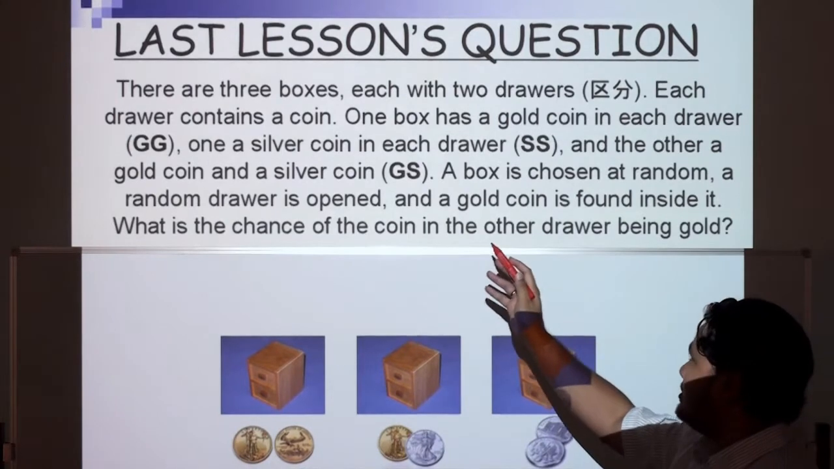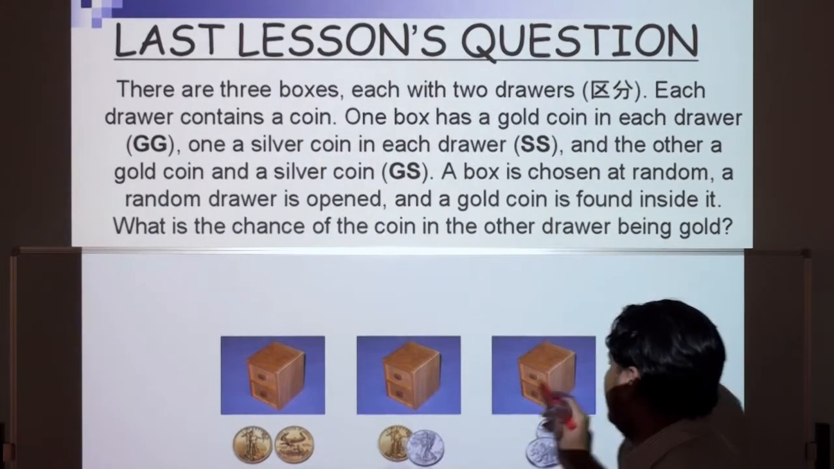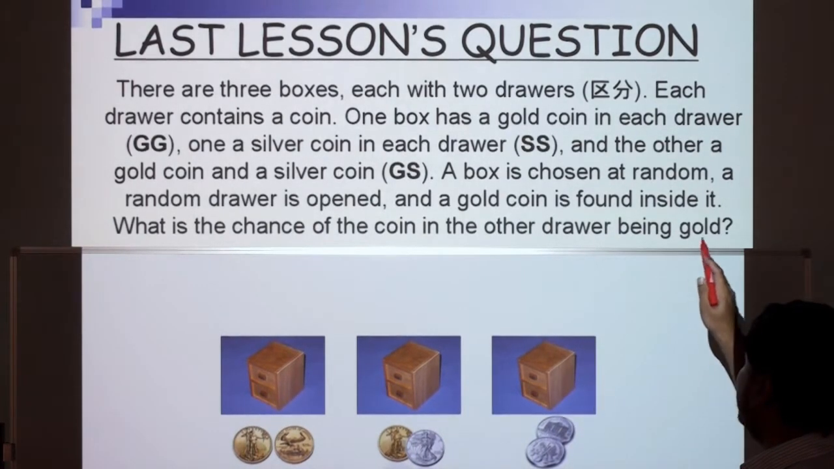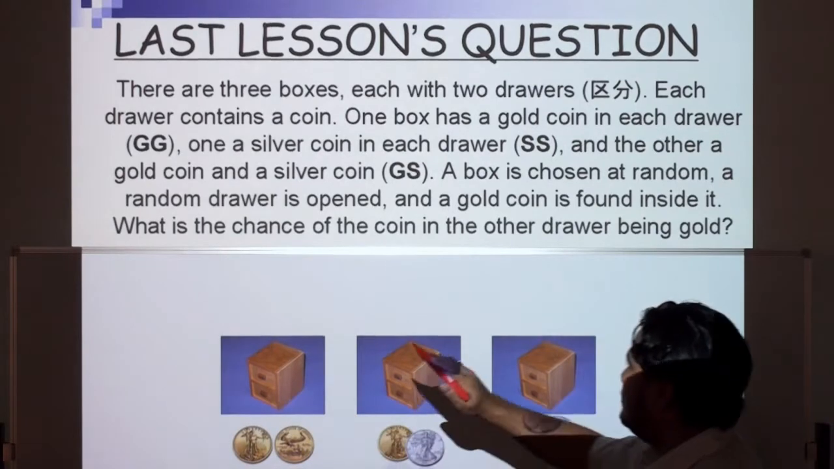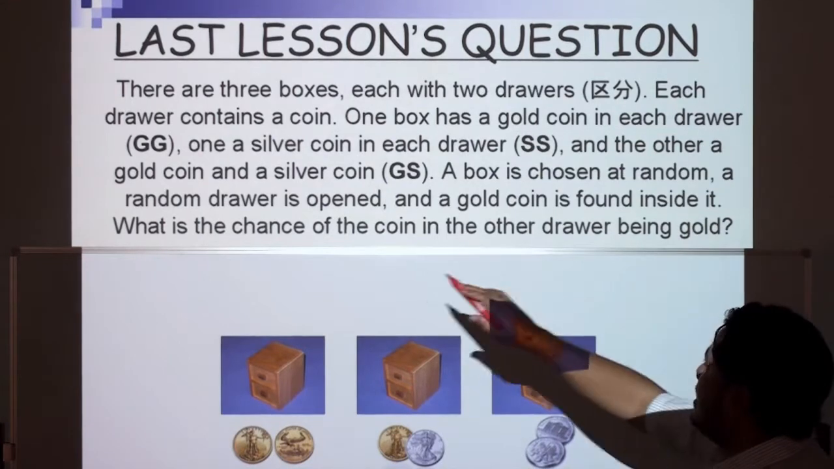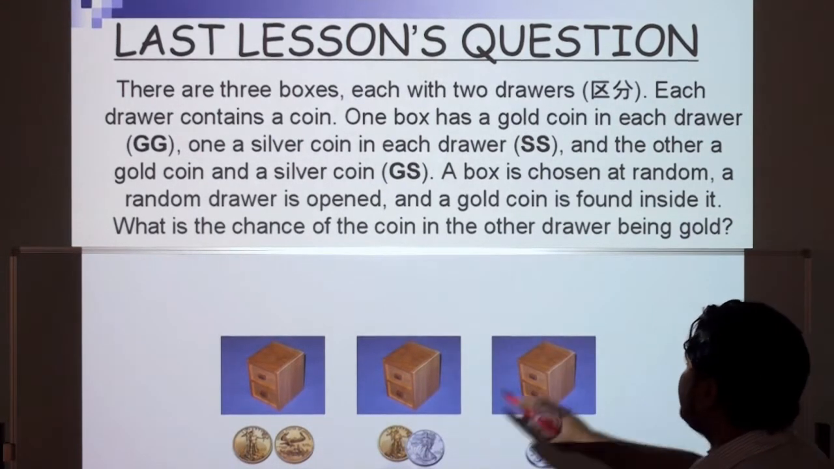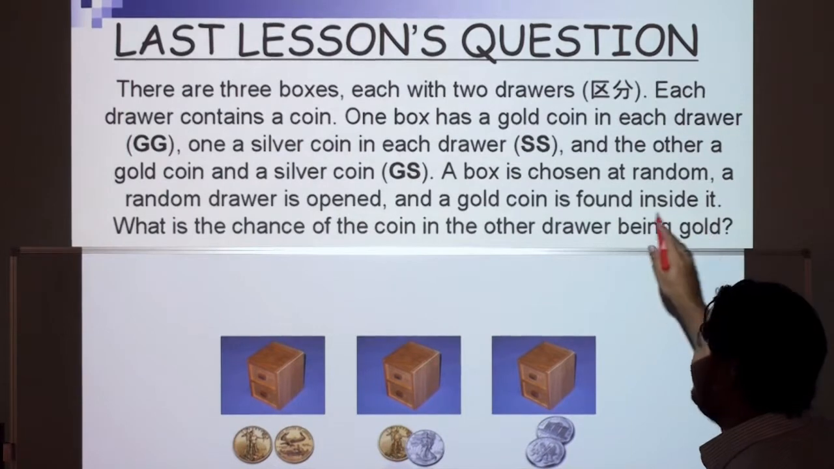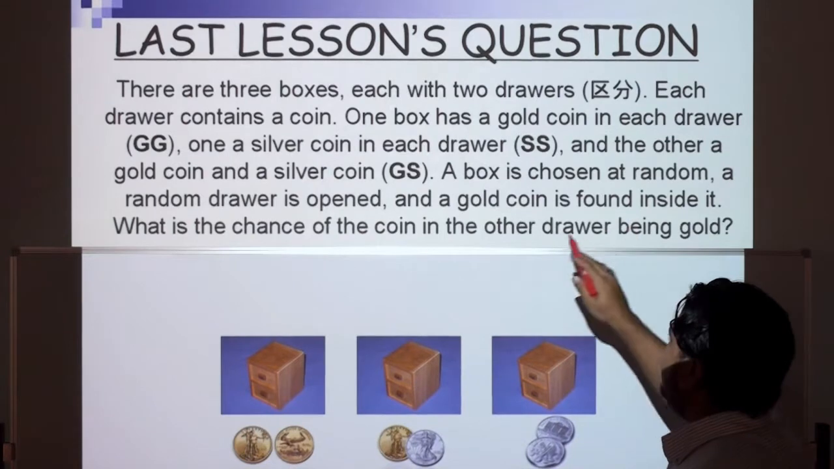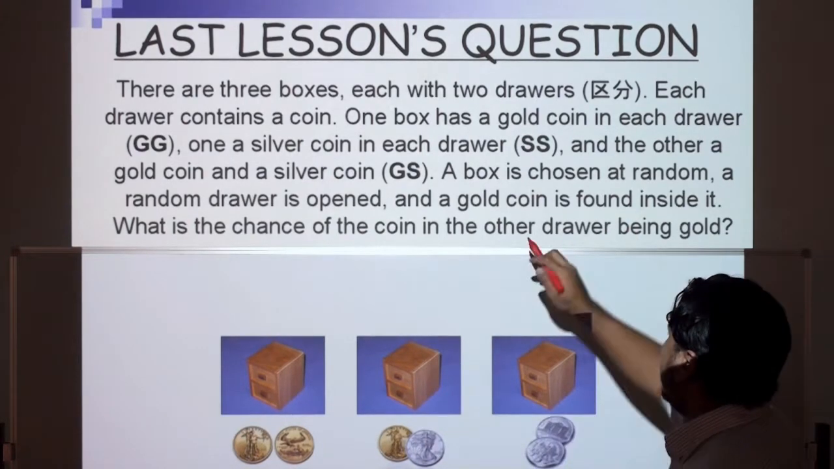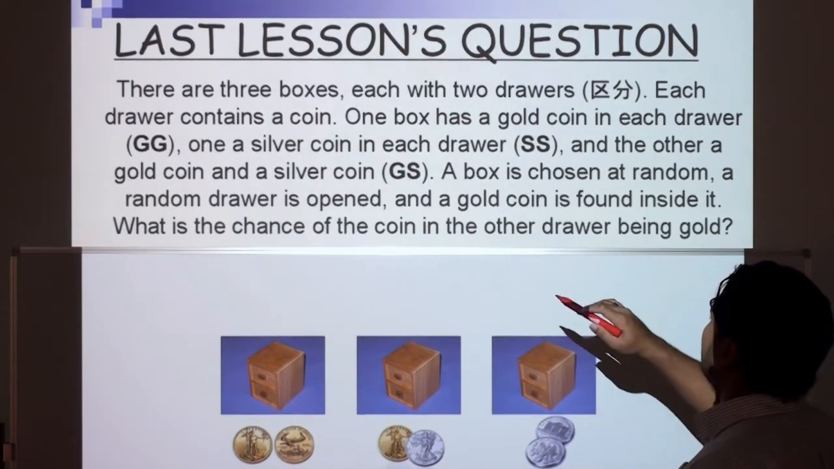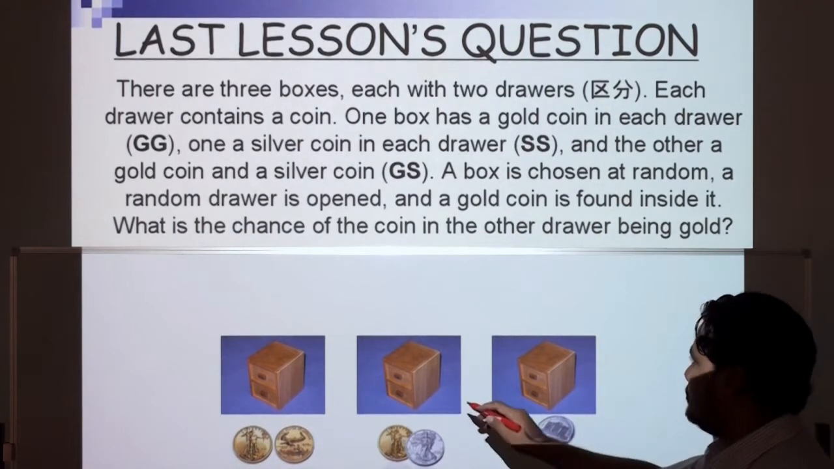Now, there are 3 boxes, each with 2 drawers, 1, 2, 1, 2, 1, 2. Each drawer contains a coin. One box has a gold coin in each drawer, a gold and a gold. One has a silver coin in each drawer, 2 silver coins, and the other has a gold coin and a silver coin. A box is chosen at random, so you take any box. A random drawer is opened, and a gold coin is found inside of it. So the question is, what is the chance of the coin in the other drawer being gold?